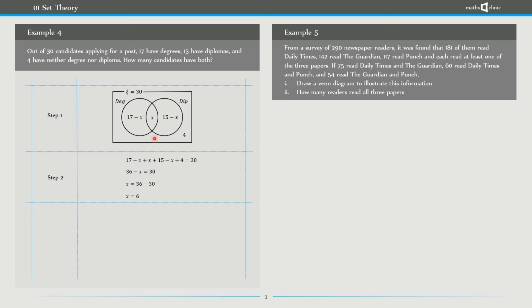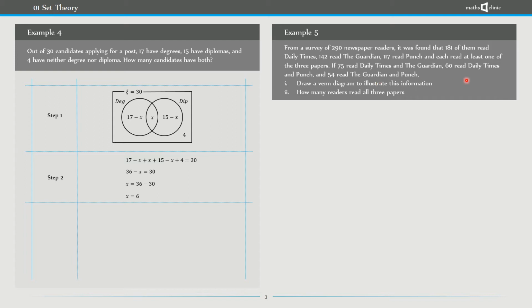the three papers. Okay, now what this tells you is that in this case there is nobody outside our set. Everybody is going to be in the sets. Because each person either reads the Daily Times or the Guardian or the Punch, there's nobody that doesn't read any paper at all.